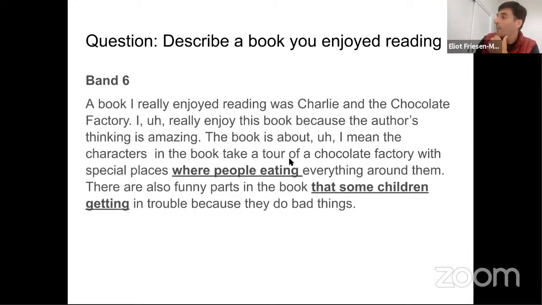Okay, so here we see "special places where people eating," right? So this verb here is not in its proper form for this particular clause. "Where people eat" is the correct grammatical choice for this sentence, right? And they make the same error down here, "that some children getting." This person is putting in the participle, the -ing form of these verbs, in clauses where they should not go. So this is an example of a systematic error that this student is making, okay?